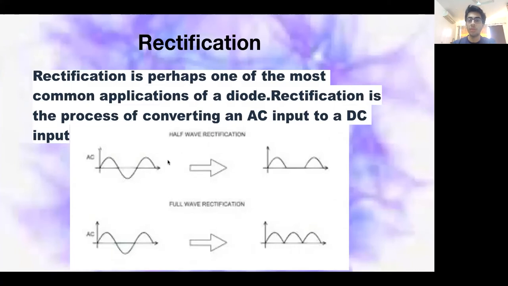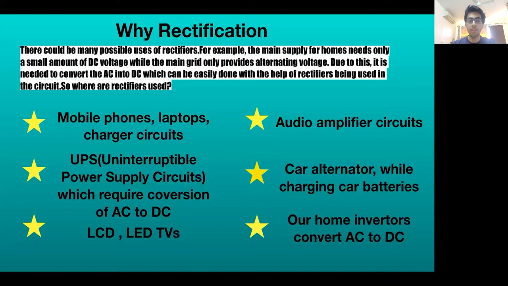Rectification is perhaps one of the most common applications of the diode. We know that rectification is the process of converting an AC input to a DC output, as shown in the figure. We shall further talk about half wave and full wave rectification later. There could be many possible uses of rectifiers. For example, the main supply for homes needs only a small amount of DC voltage, while the main grid provides only alternating voltage. So there is a need to convert AC to DC, and these are some possible areas where rectification might be handy.